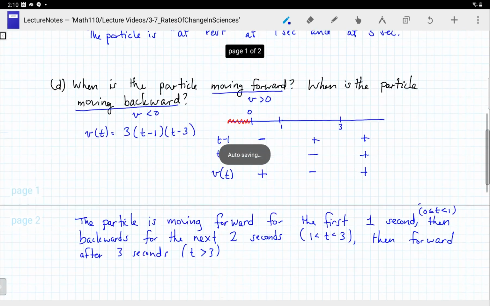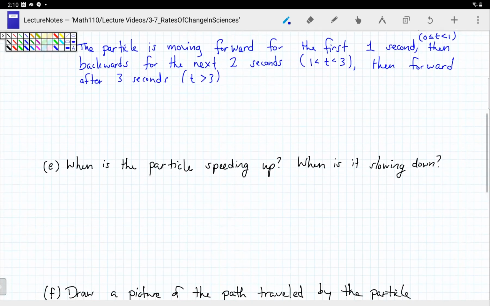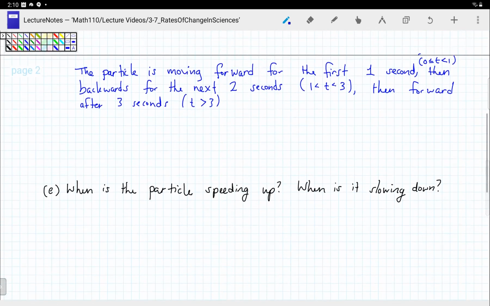All right, next thing. When is the particle speeding up and when is it slowing down? This is a bit of a tough question. And you need to think about what it means to be speeding up. Speeding up means it is going faster in the direction that it is moving. So you might already understand that speeding up means an acceleration.